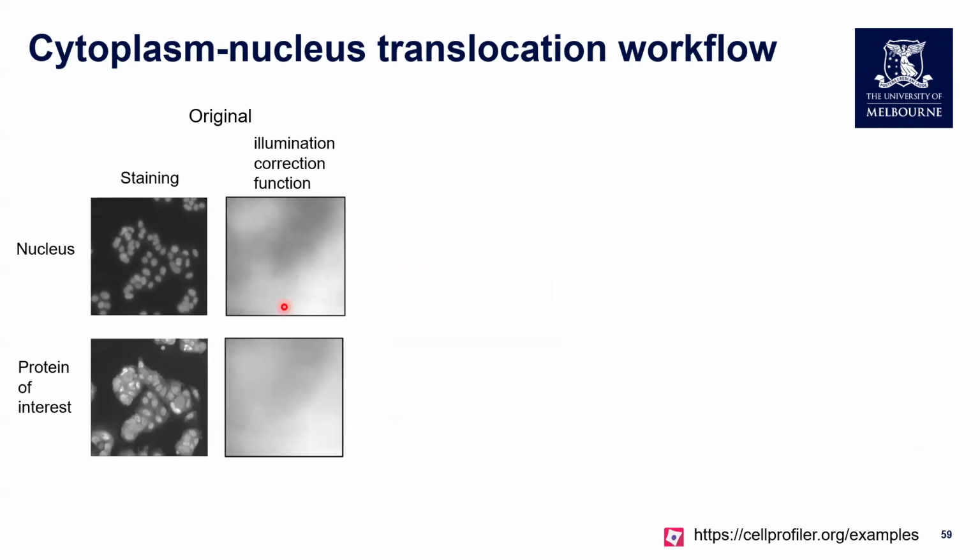Another common workflow is measuring the translocation of molecules between cytoplasm and nucleus. In this example, we have four images where we have the staining for nucleus and the protein of interest. Additionally, here we have the illumination correction function images. These images are the illumination profile that was calculated from the microscope. These correction functions can be generated either from the microscope software or image processing software.